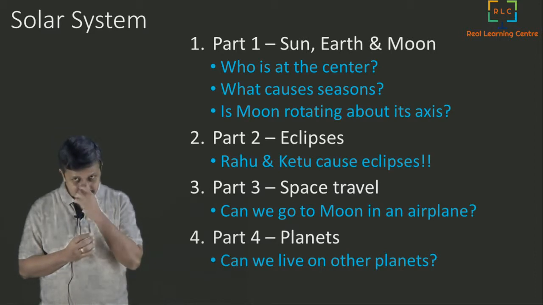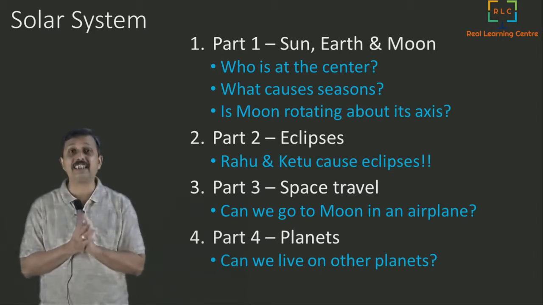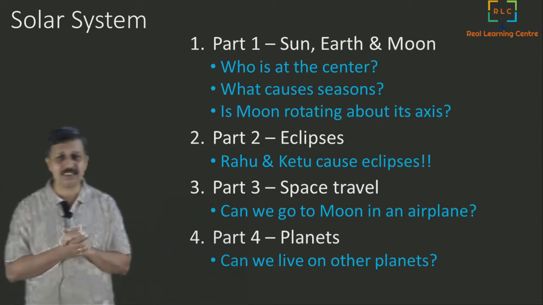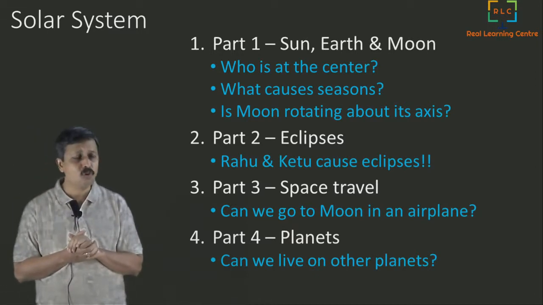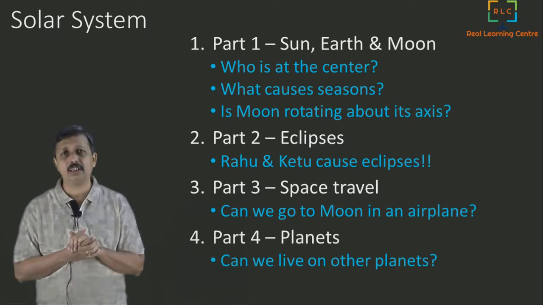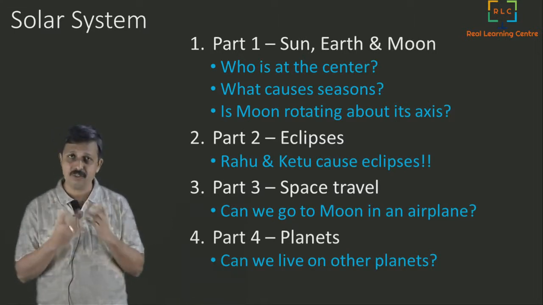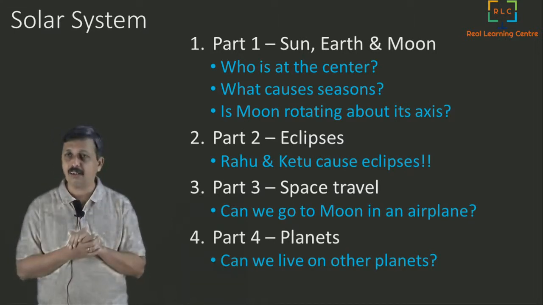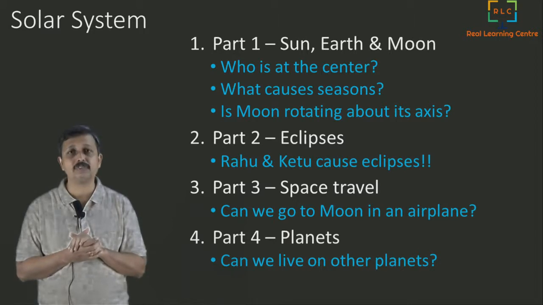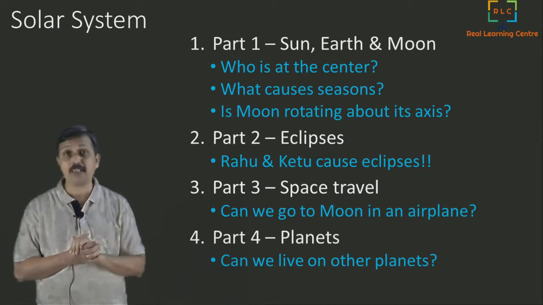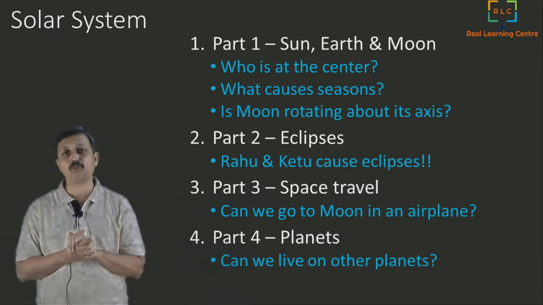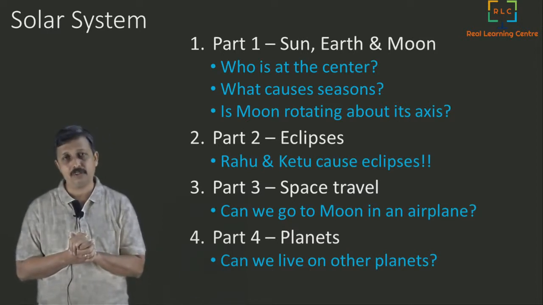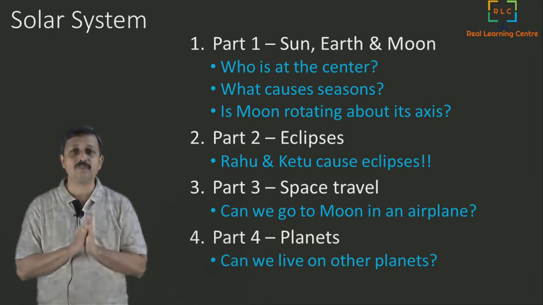And lastly, we will try to understand planets. We will not go through each planet separately and try to understand that. Instead, we will go in search of planets where we can live. Suppose if we can't live on Earth after several thousands of years, we may have to have another planet to live. So we have to start searching for that now. So let's search for those planets where we can live. Okay. So these are the set of 4 videos.